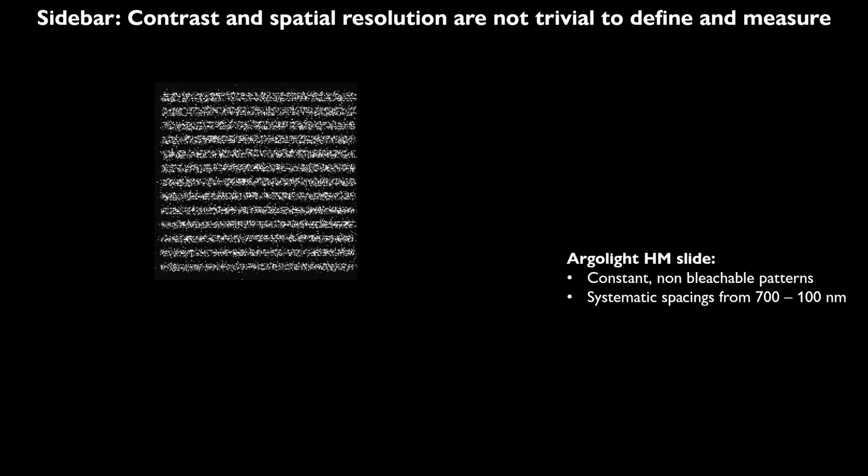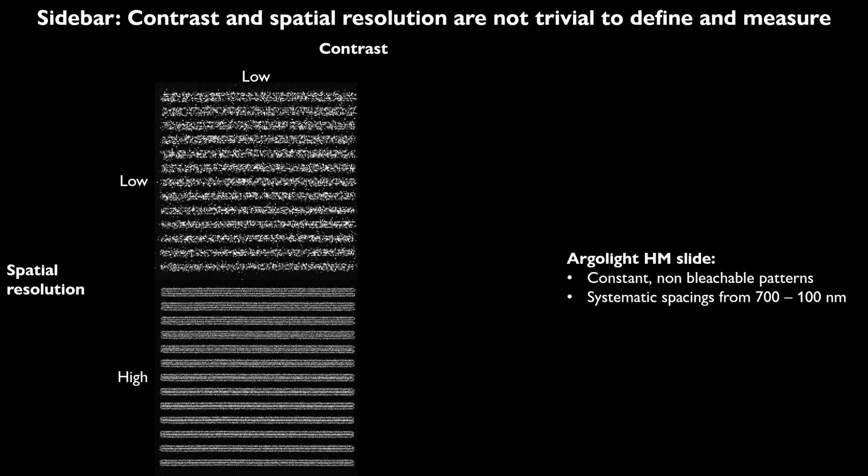This is a slide that you can buy that has constant non-bleachable patterns with systematic spacings between 700 and 100 nanometers. And the reason you don't see that very clearly is this is an image that I've taken with low resolution. It has very big pixels relative to the features in the object, and low contrast. You can see it's quite noisy.